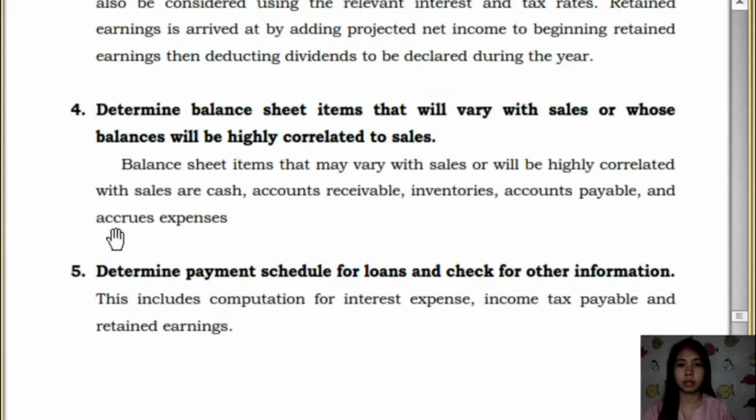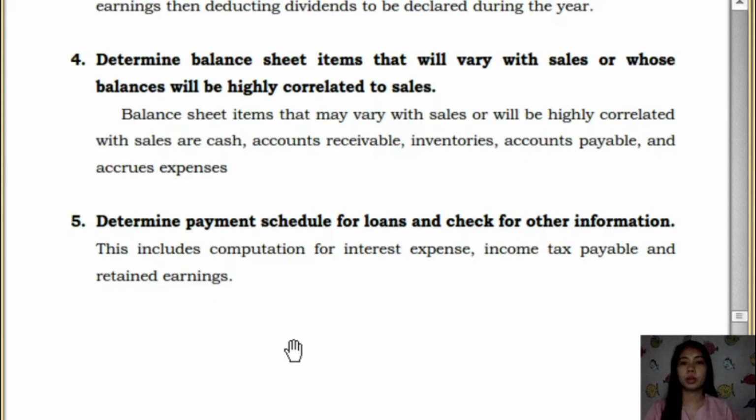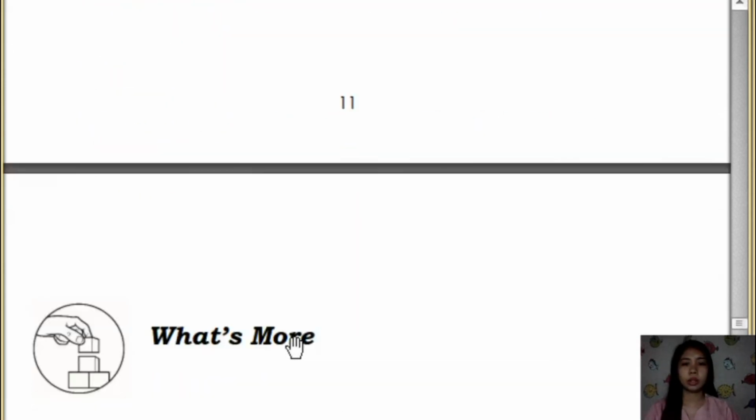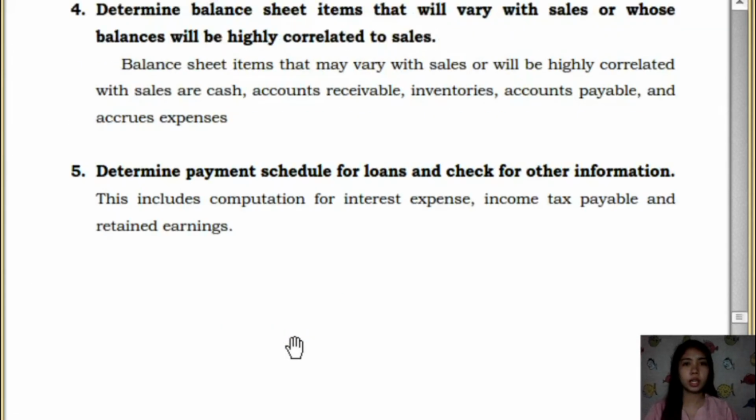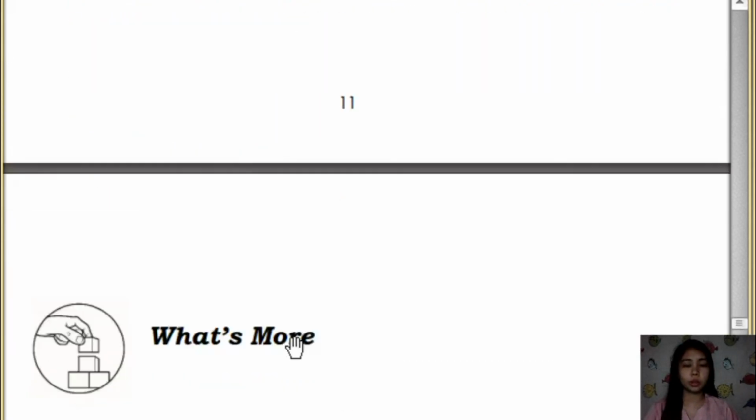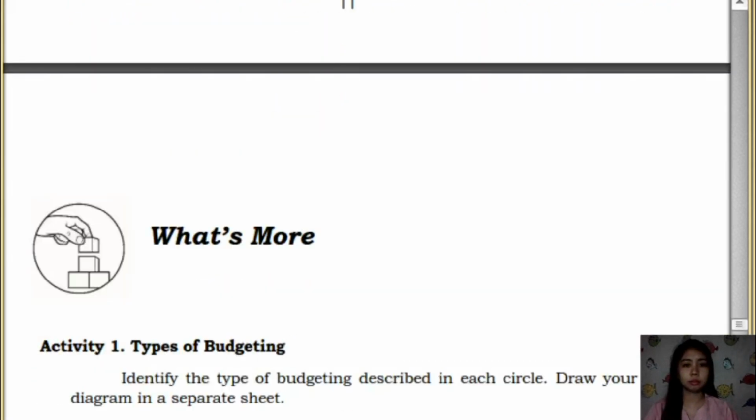Next would be, I think this is the last one, determine payment schedule for loans. So, ano ba ang payment schedule natin? Quarterly, semi-annually, and check for other informations. So, computation interest expense, income tax payable, and retained earnings. Yan po yung mga kasama dyan. So, that ends the discussion for Module 5. So, we'll go now to the activities.